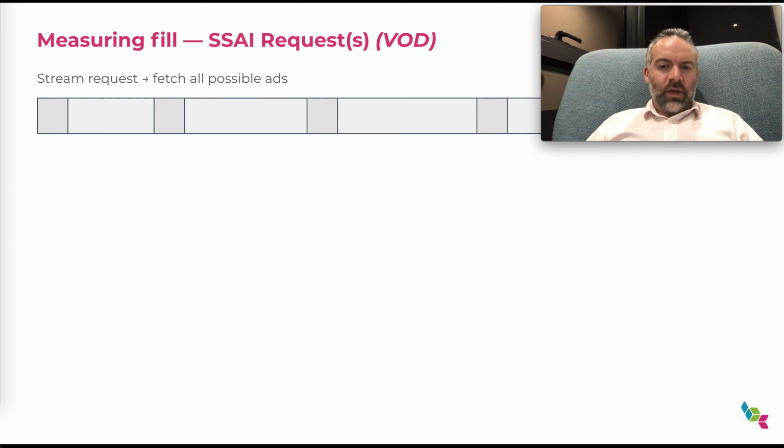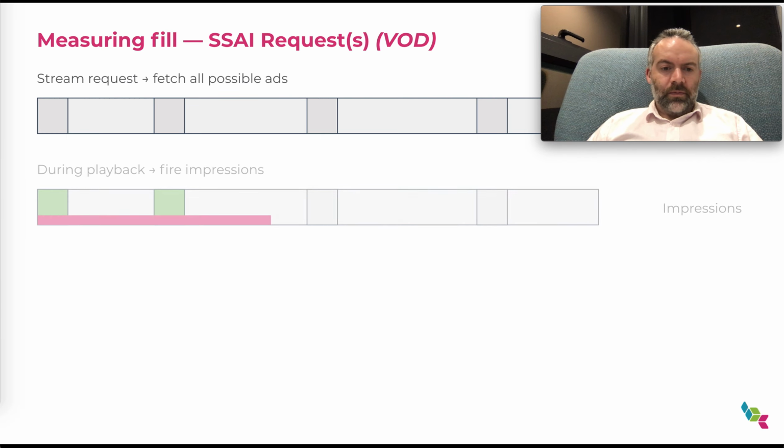Another key challenge is when we think about measurement. And one of the key challenges with SSAI, particularly with long-form VOD, is how we think about measuring fill. So if we think about a stream request happening, the SSAI service needs to fetch all possible ads to be able to present a coherent representation of the stream that it's going to serve. So it goes and fetches ads for each of the available slots within the video.